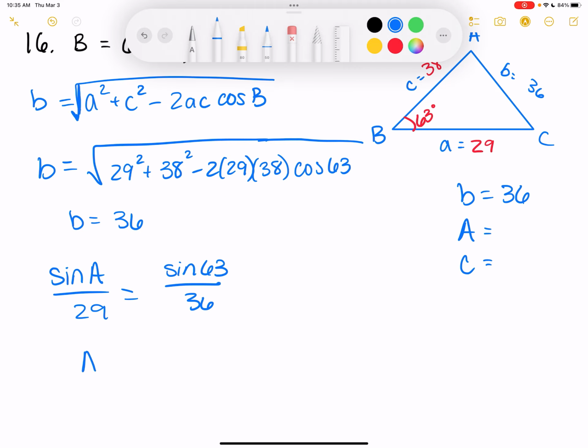A equals inverse sine of 29 sine of 63 over 36.